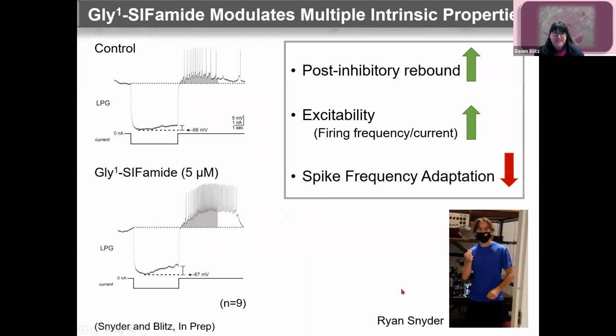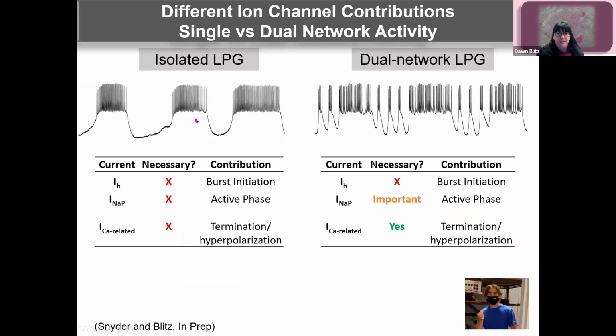on. Okay, so the last two data slides, poor Ryan's data is getting super summarized, but he just did a very nice job of defending his master's thesis on this work. What he found is that there are multiple intrinsic properties that are modulated in LPG. So this is just an example where the post-inhibitory rebound after hyperpolarizing current is enhanced in GLI-1 cifamide. In addition to PIR, he found that the overall excitability measured as a frequency-current relationship increased and spike frequency adaptation decreased. And so we think that all of these things are contributing to really jazzing up LPG so that it can escape from that strong electrical coupling to the other pacemaker neurons. And I hope that this isn't too compressed here.